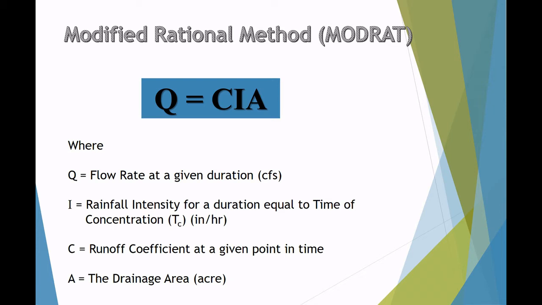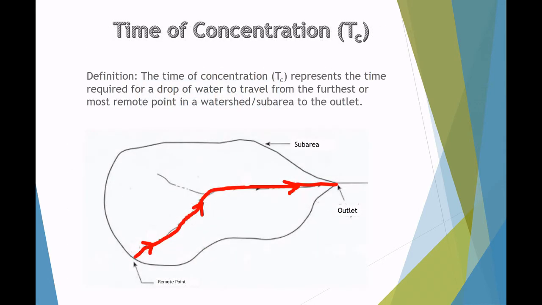In MODRAT, the first thing we want to look at is the time of concentration. We have to calculate the time of concentration in order to determine the rainfall intensity in MODRAT. So what is time of concentration? Time of concentration is the time required for the runoff to become established and flow from the most remote point of a drainage basin to the drainage outlet.